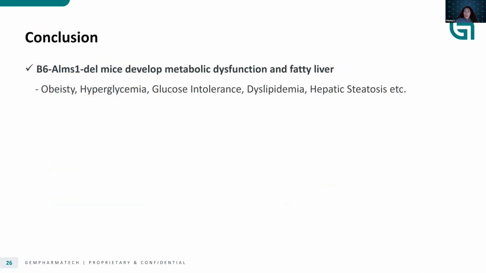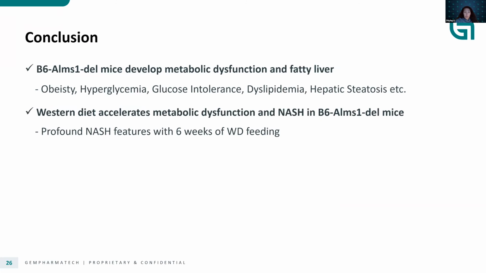So in conclusion, I hope the data I've shared with you today illustrates that the Alms1 mutant animals do have metabolic dysfunction and do develop fatty liver due to the genetic mutation. At the same time, a Western diet feeding regime will accelerate their metabolic dysfunction as well as prompt them to develop NAFLD and NASH in a very fast manner, within 6 weeks.